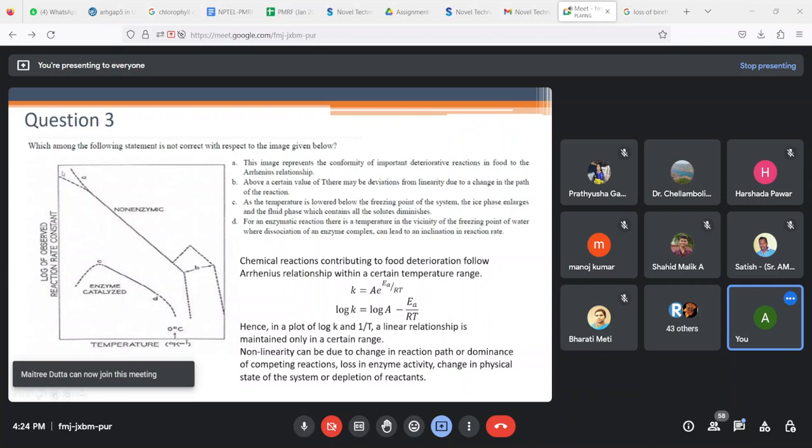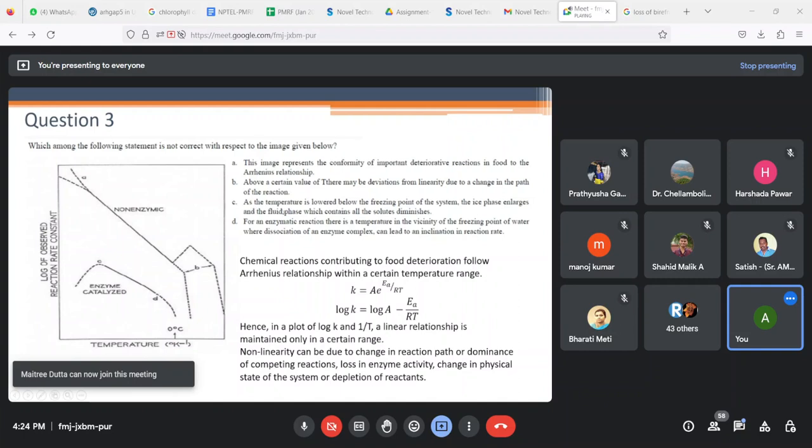So at higher temperatures, we can see a deviation from linearity because of change in path of the reaction, which can happen when there's a higher temperature. Some other reactions might start happening, and hence there will be a change in path of the reaction. Hence, statement B is also true.